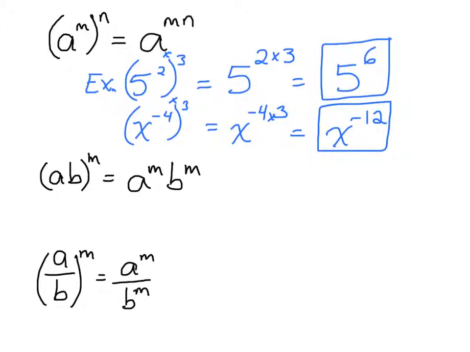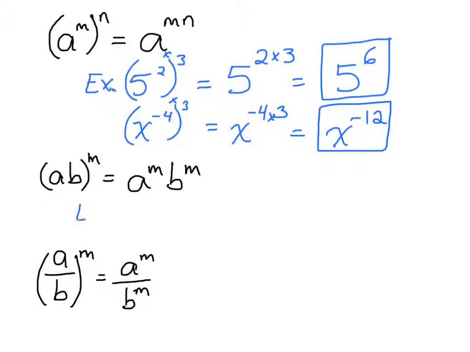The last two exponent laws are similar. The fourth one is called the power of a product. You have two powers inside the brackets and they have different bases, and they're both raised to a power m. To simplify this, the m gets multiplied into each exponent of each power in the brackets, so you get a to the m times b to the m.